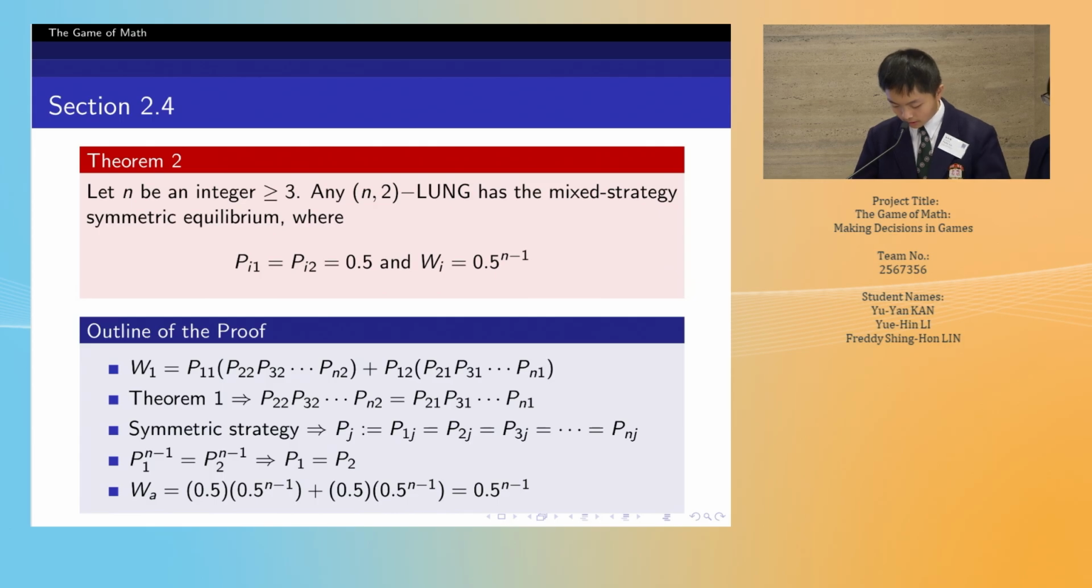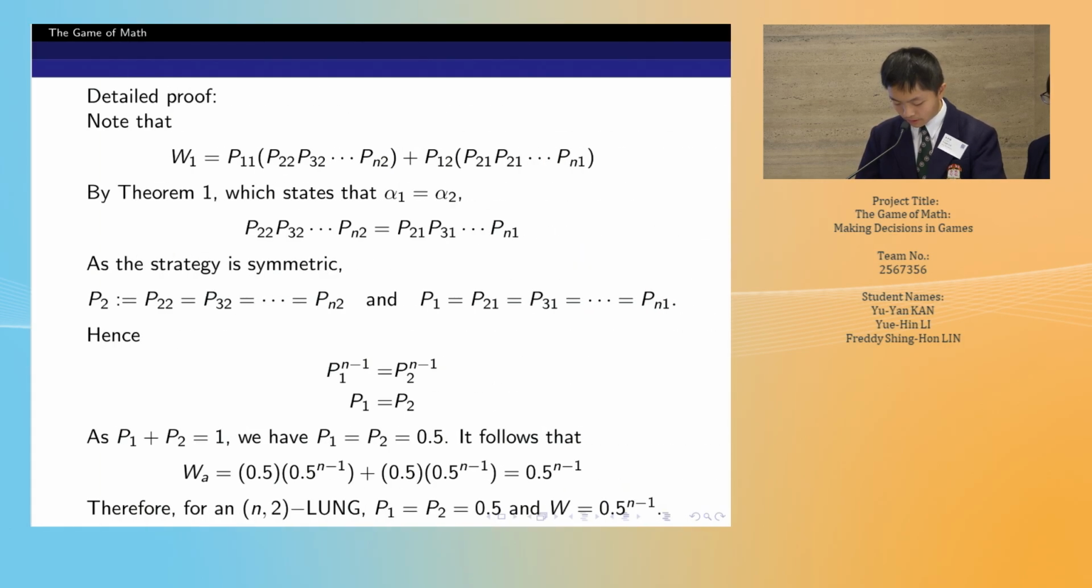Here we prove by considering the winning conditions of a fixed player. With the symmetric strategy, and with Theorem 1 stating both the coefficients of probabilities are equal, we can prove that P1 equals P2, and the winning probability can be found through direct computation.